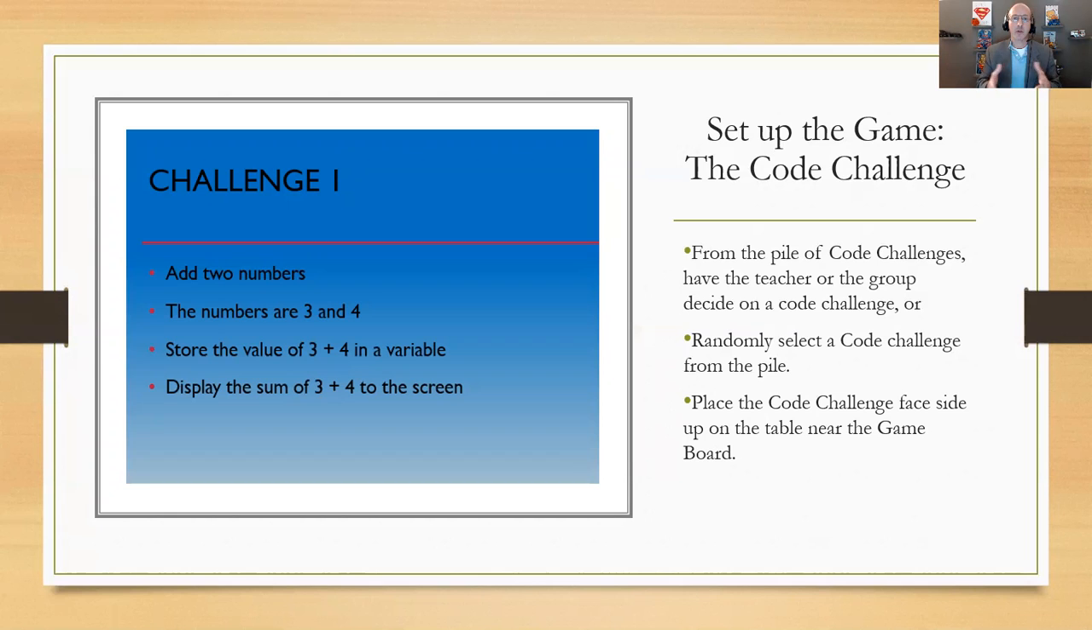So even though there are 4 elements of the challenge, there may be more than 4 lines of code, and there definitely will be more than 4 lines of pseudocode or flowchart elements. So that's going to be taught on the back end before you play the game. But the code challenge says you need to add 2 numbers. The numbers are 3 and 4. You're going to store those numbers in variables and then display the sum of 3 plus 4 on the screen.